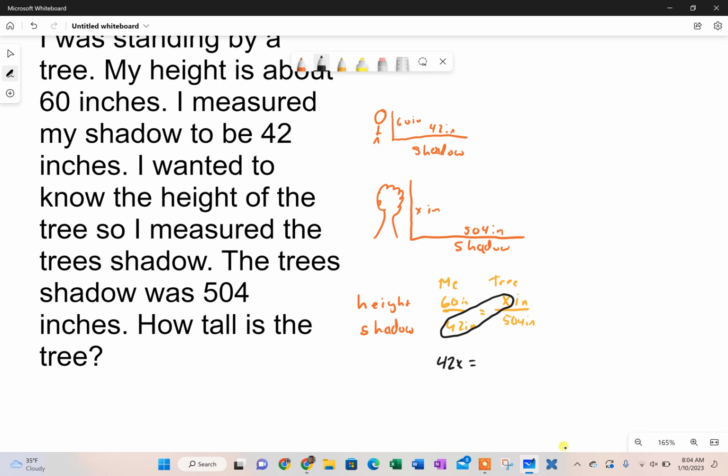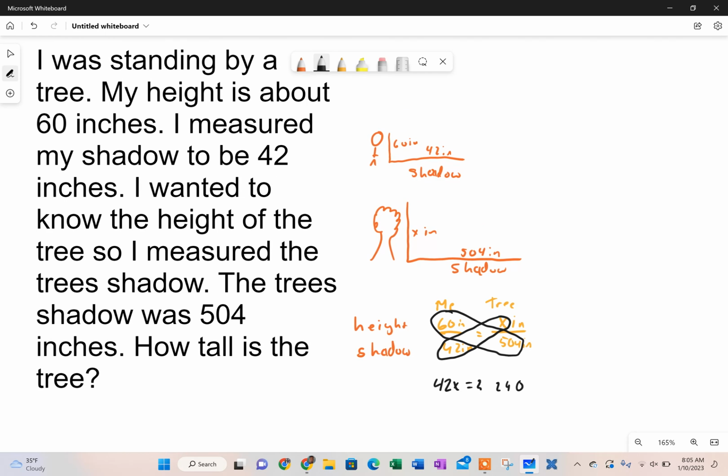60 times 504 is going to be, let's see. Let me just double check my math on the calculator, which I should have had pulled up. 504 times 60. It was 30,240. Just wanted to double check. Hate to do something wrong.